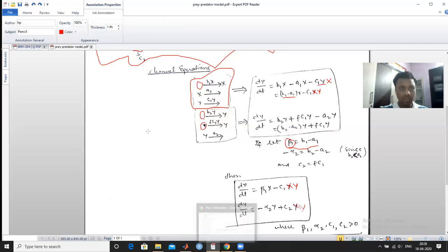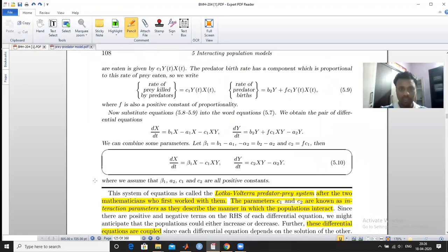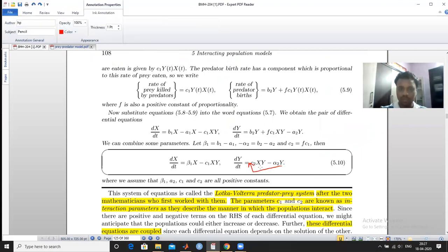So we come back to our equations. We can check beta 1 x, then minus c1 xy and minus alpha 2 y plus c2 xy. So this is the same as our earlier one: dx over dt is beta 1 x minus c1 xy, and c2 xy minus alpha 2 y. We have written this term here, so it doesn't matter, both are the same thing.